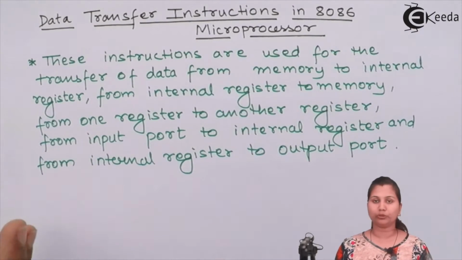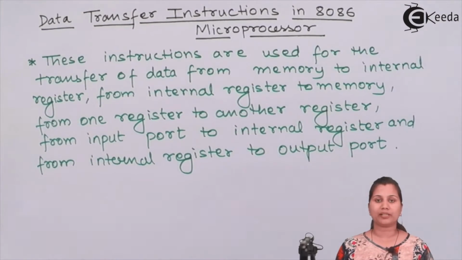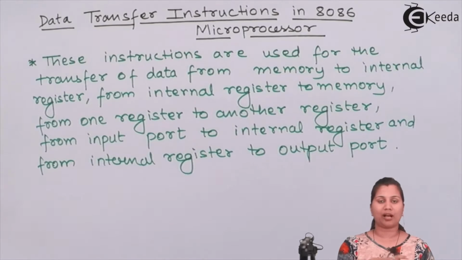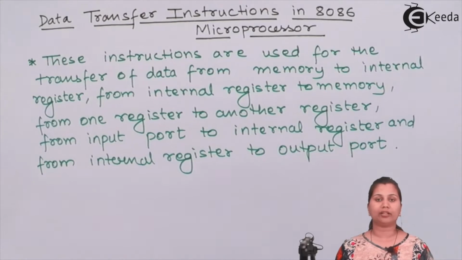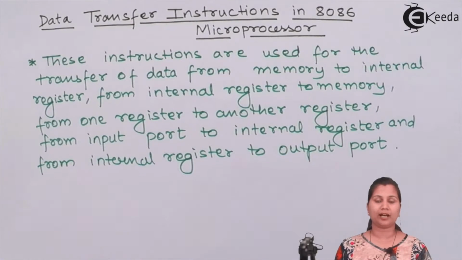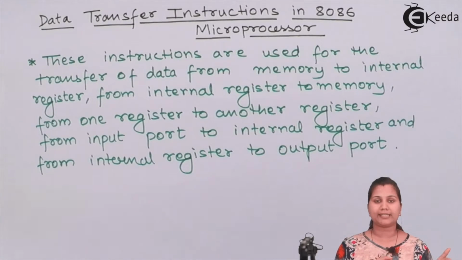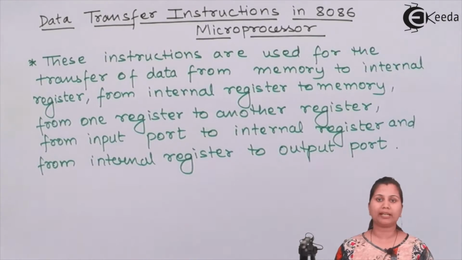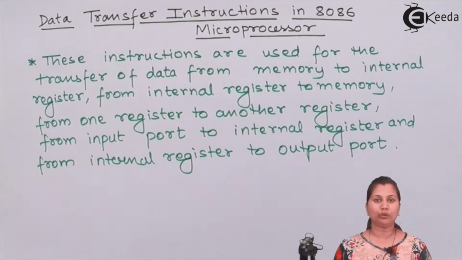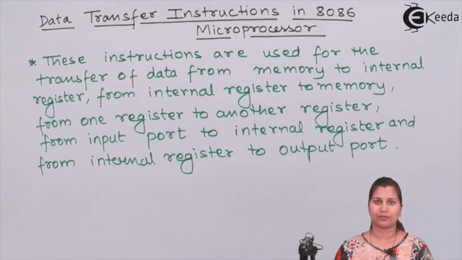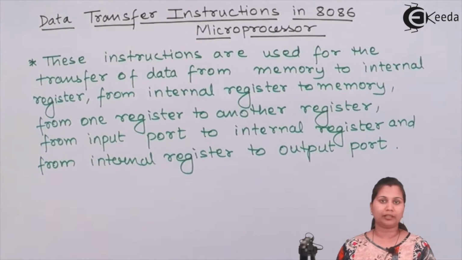Then from an input port to the internal register: if the microprocessor wants to read some data from the input port, that data will be transferred from the input port to the internal register. So input port will be the source and internal register will be the destination. Similarly, if the microprocessor is sending some data on the output port, the destination will be the output port and the source will be an internal register. So in these transfers of data we have two places, source and destination, and there can be different places for it.